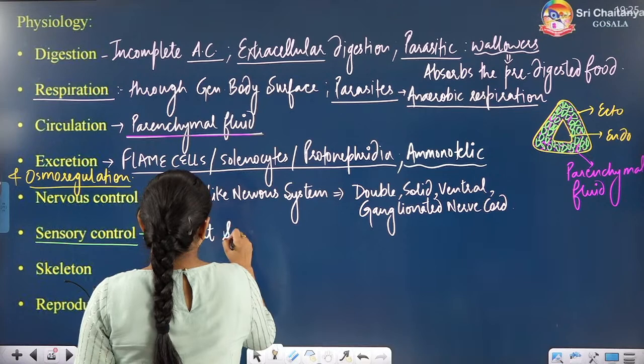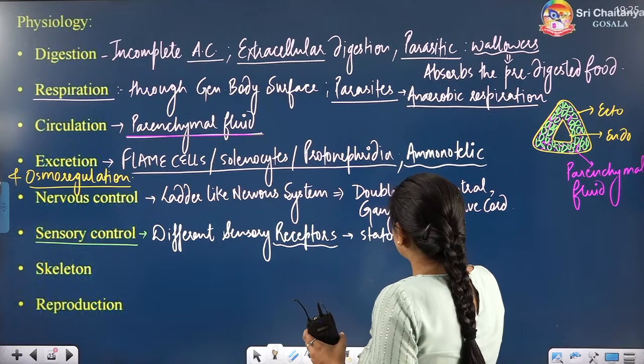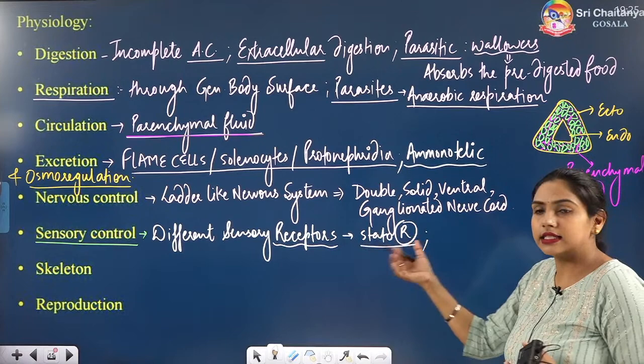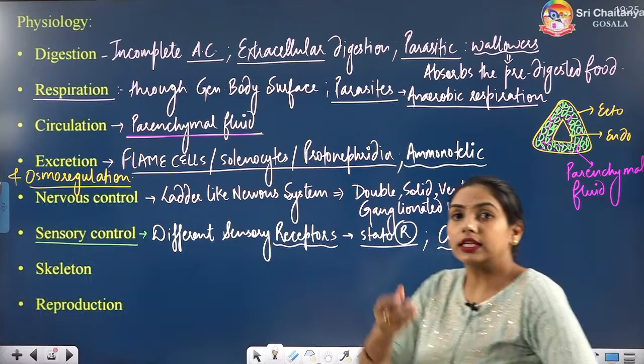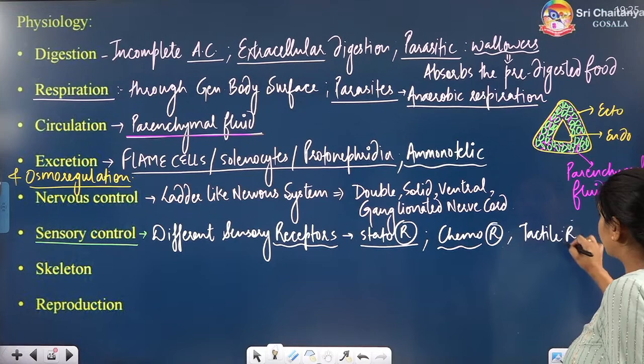For example, I have told you, statocyst. They can also have statocyst. So that is going to be a statoreceptor. So they have statoreceptors for balancing. They have chemoreceptors for chemicals, like for taste or for smell. These are chemoreceptors, right? Then there can be tactile receptors for touch. Tactile receptor is for touch, etc.